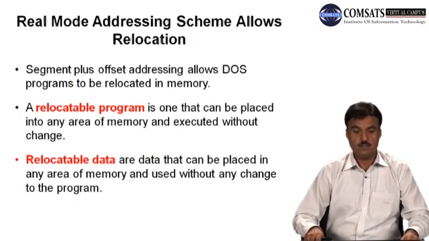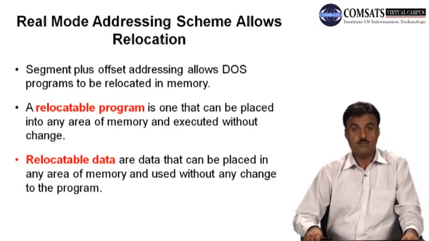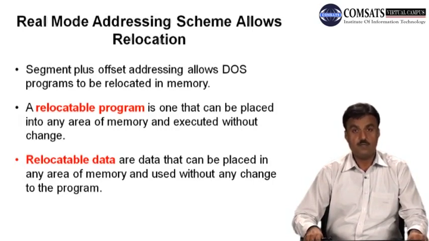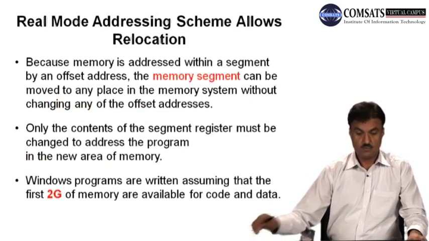One of the main features of this real addressing mode, or segment plus offset addressing mode, is called relocation. So segment plus offset addressing mode allows the operating system to relocate programs into memory, or relocate segments inside the memory. So a program that we are relocating can be placed in any area of the memory and executed without any change. There will be no change because the segment register is the only register that will be changed. Otherwise, there will be no change in any other registers. And relocatable data is data that can be placed in any area of memory and used without any change to the program.